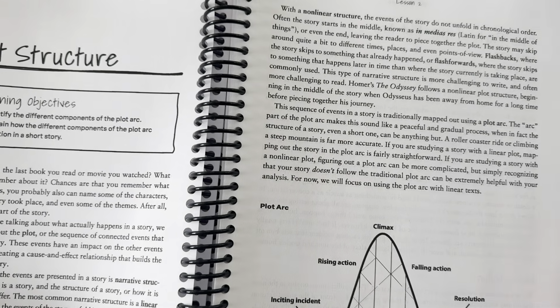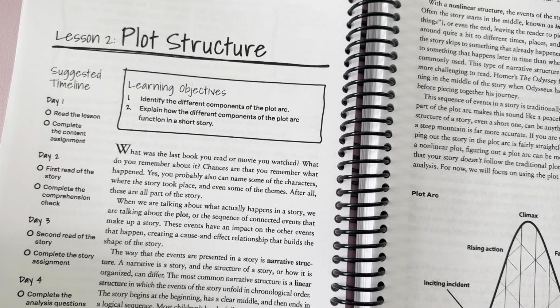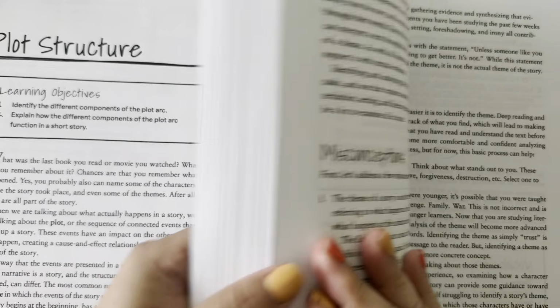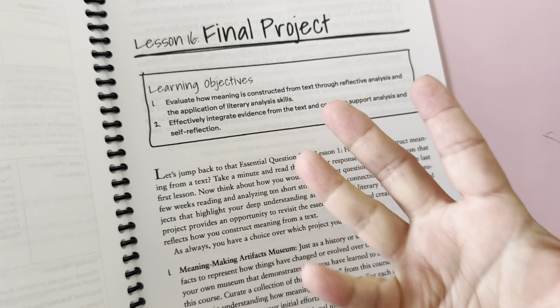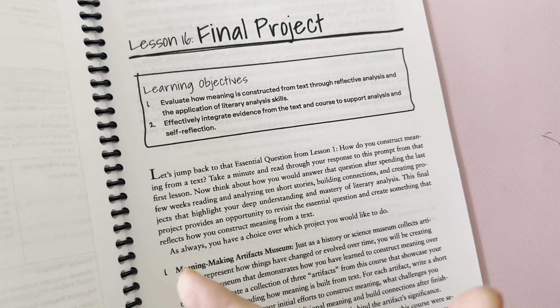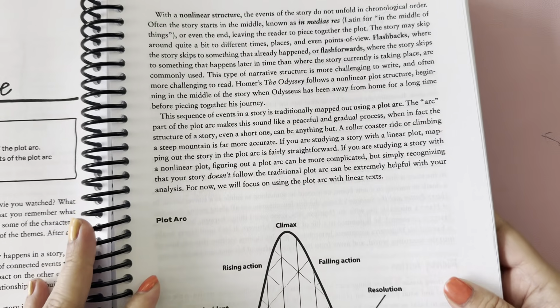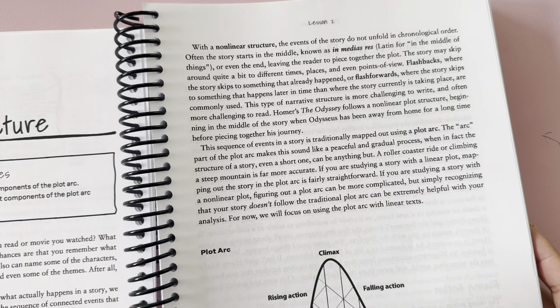By the way, this is intended to be done over 1 semester, so 16 weeks. However you want to split this up, you can do the math on your own. If you want to do more than 1 lesson a week, how many lessons are there? There's 16 lessons, with the 16th one being the final project. So it's split up to be 1 lesson a week. So you can easily incorporate this with anything else that you want to use with it if you don't want to use this as your sole literature curriculum.